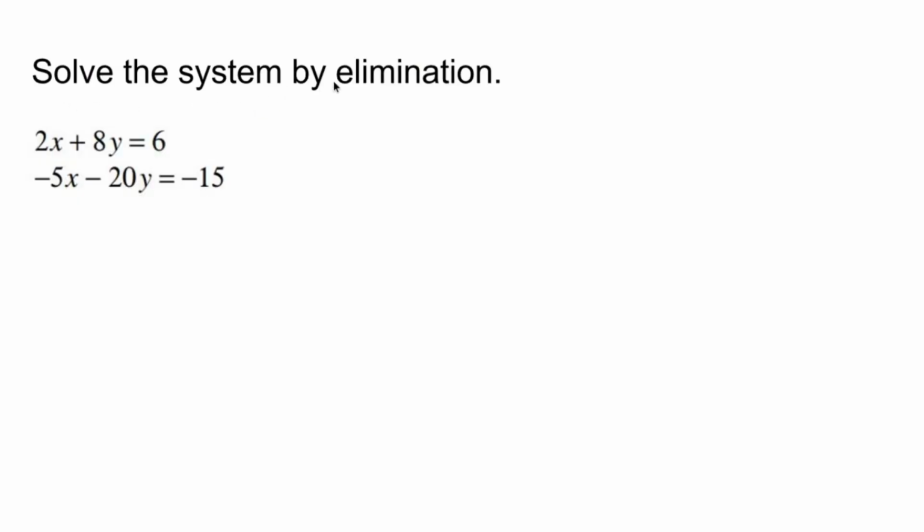Solve the system by elimination. What I have here is everything's lined up perfectly. The x's, the y's, the equal signs, the numbers, all lined up perfectly. But what I don't have is variables that are the same but opposite, the same coefficients but opposite. In fact, not even close.